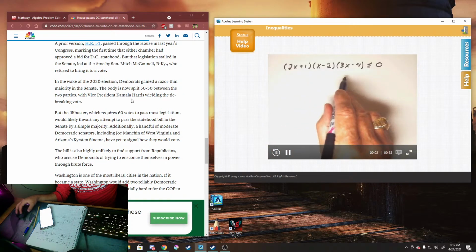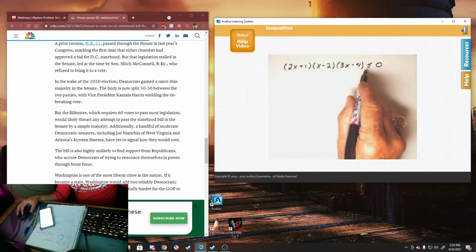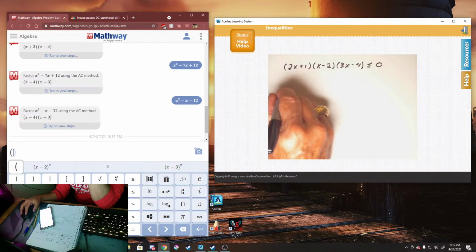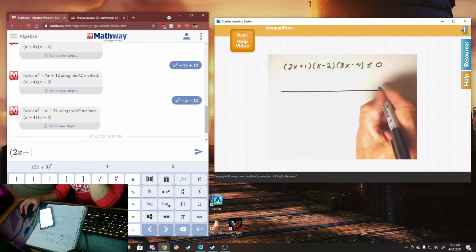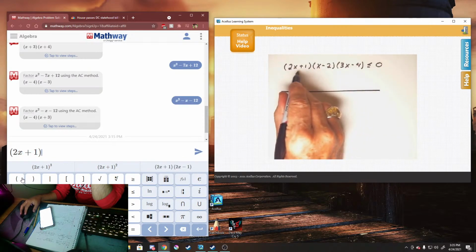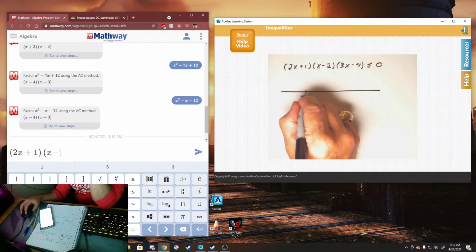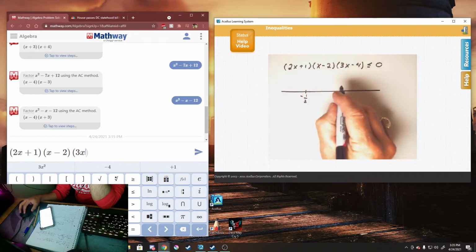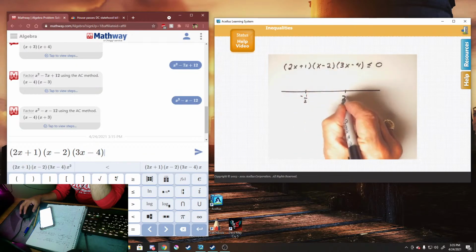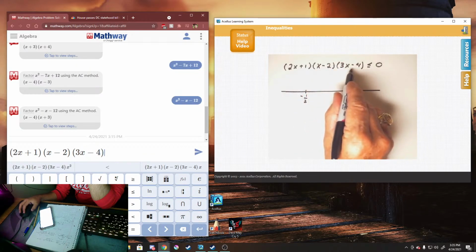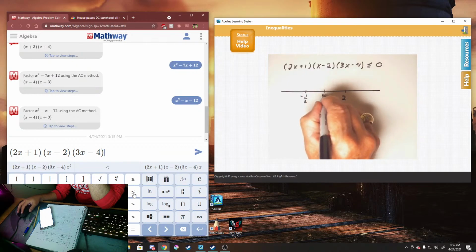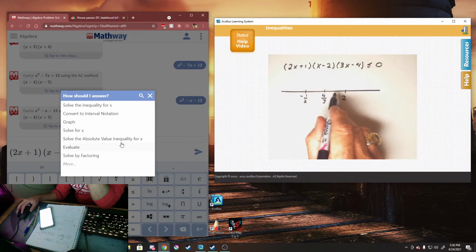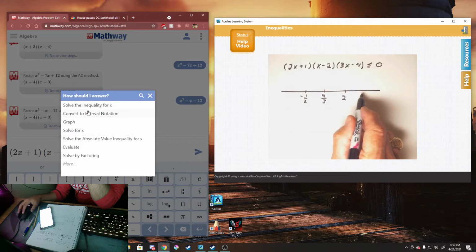We want to know where this expression is less than or equal to 0. Now remember, less than 0 means negative. It's equal to 0 at negative 1/2. It's equal to 0 at 2. And it's equal to 0 at 4/3. So we have 1, 2, 3, 4 intervals.